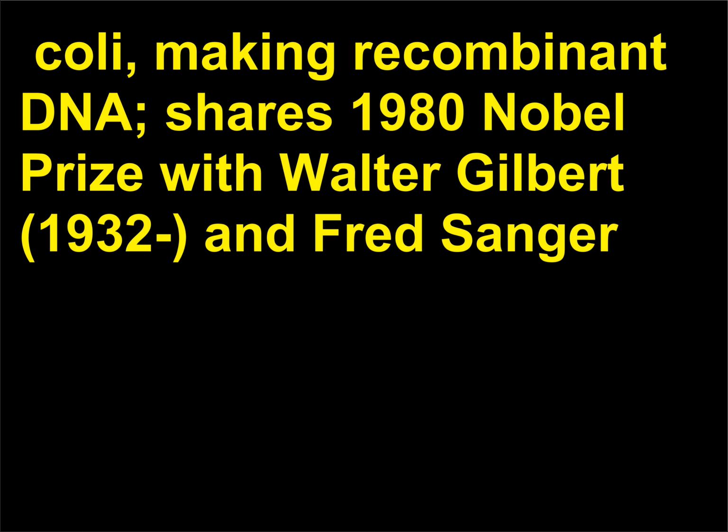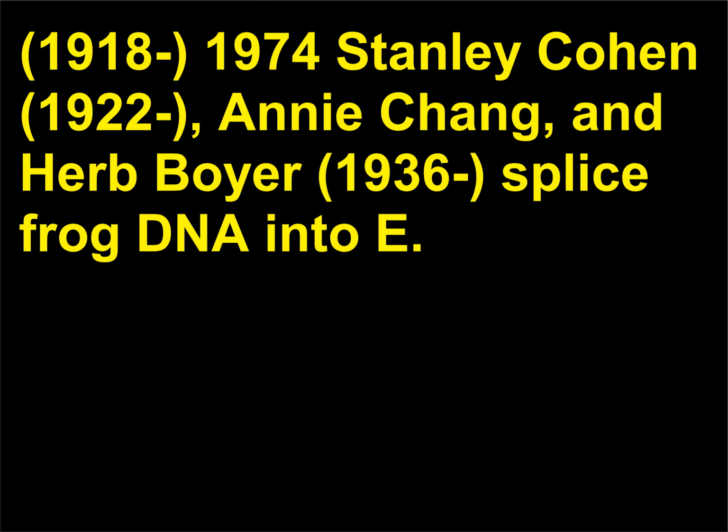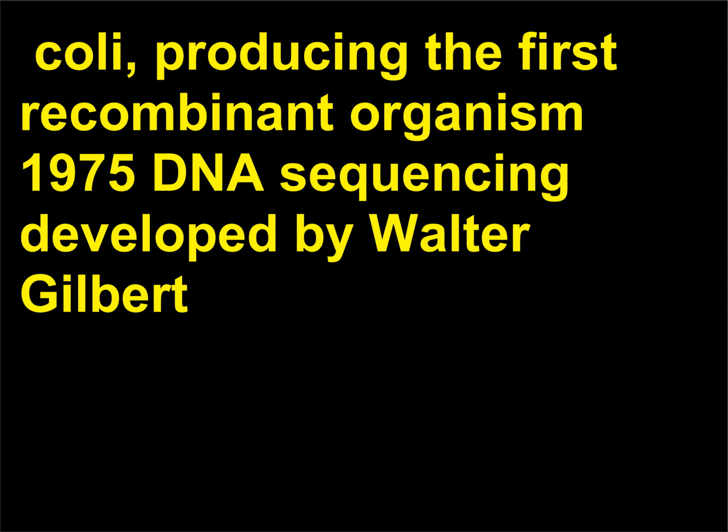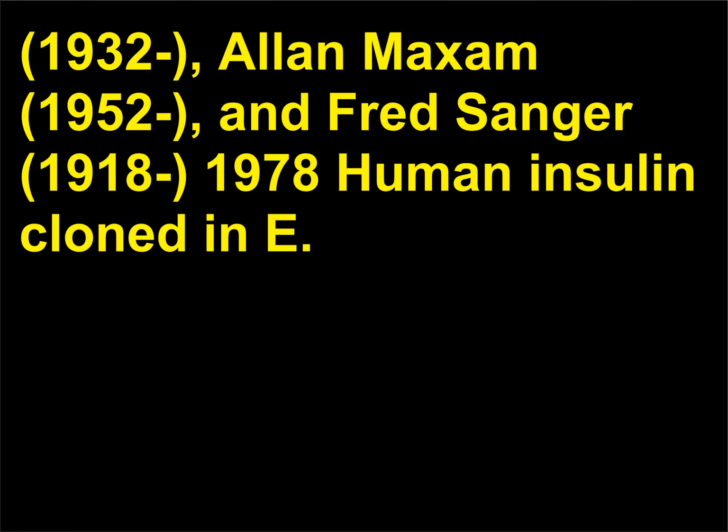and E. coli DNA, making recombinant DNA. Shares 1980 Nobel Prize with Walter Gilbert, 1932, and Fred Sanger, 1918. 1974: Stanley Cohen, 1922, Annie Chang, and Herb Boyer, 1936, splice frog DNA into E. coli, producing the first recombinant organism. 1975: DNA sequencing developed by Walter Gilbert, 1932, Allan Maxam, 1952, and Fred Sanger, 1918.